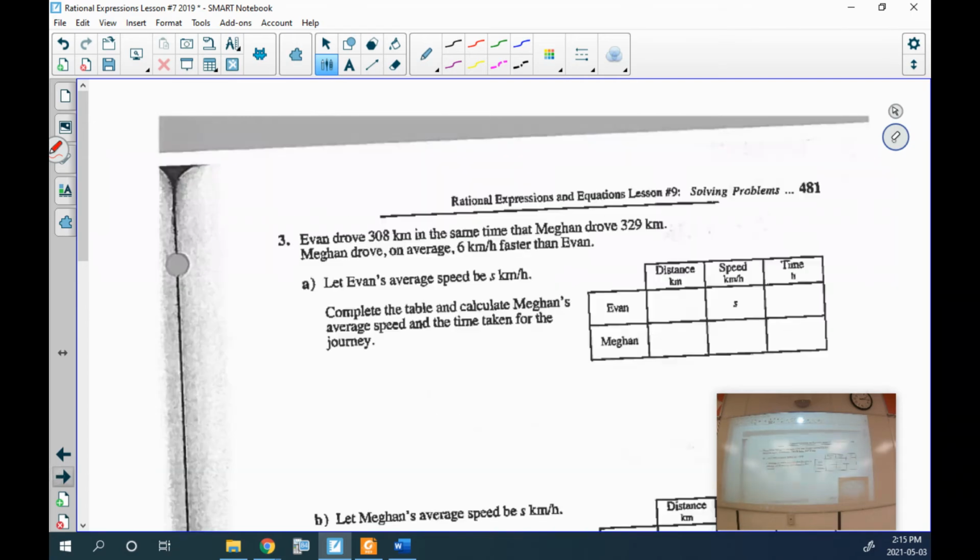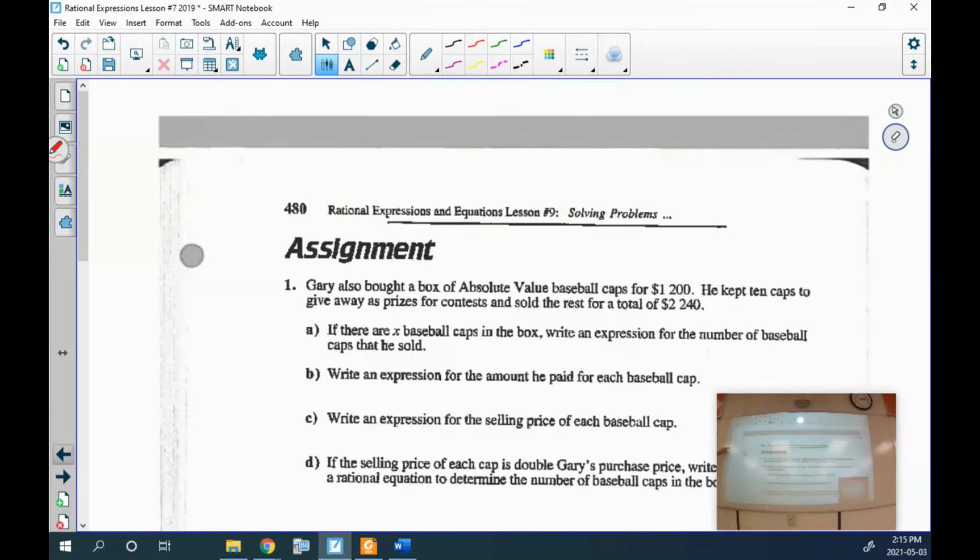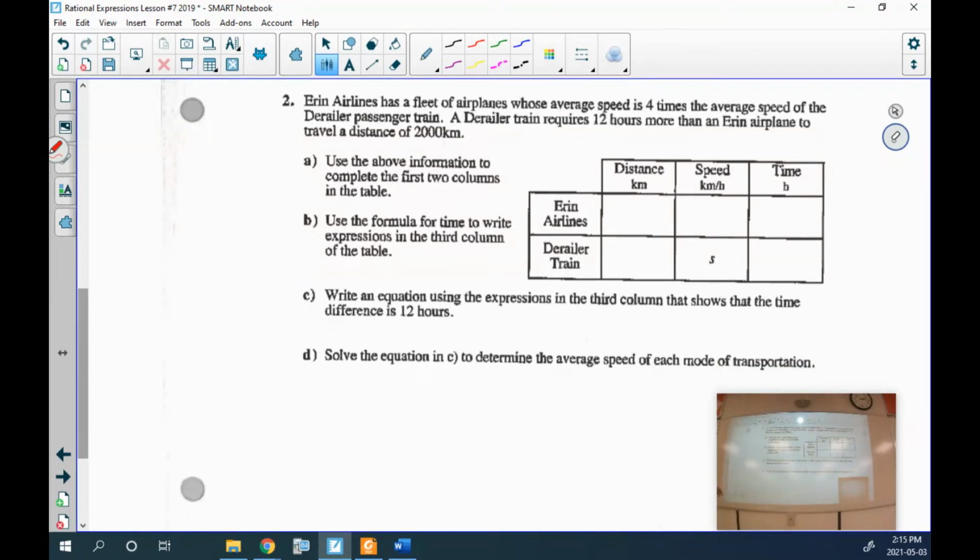I will do, let's do 2, yes. Air Airlines is a fleet of airplanes whose average speed is 4 times the average speed of the derailleur passenger train. A derailleur train requires 12 hours more than Aaron's airplane to travel a distance of 2,000 kilometers. So, and again, in both cases here, we have 2,000 kilometers for our distance traveled.